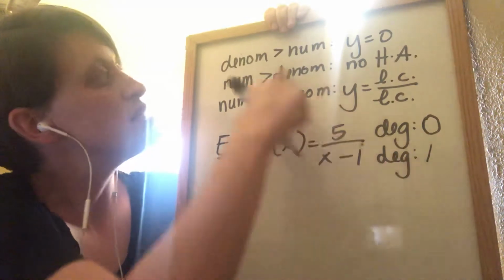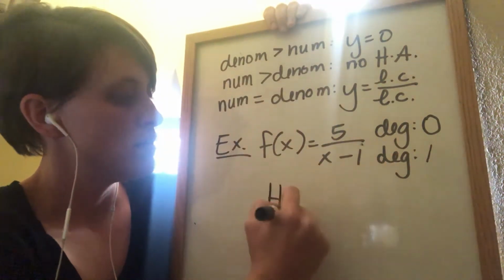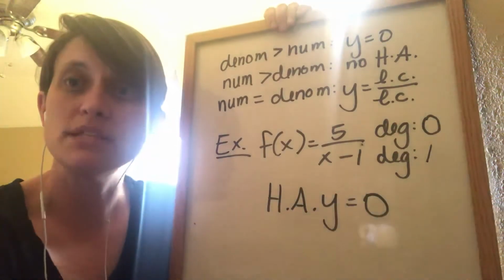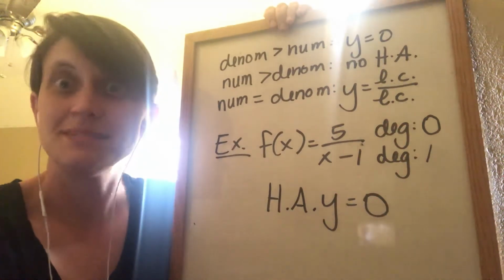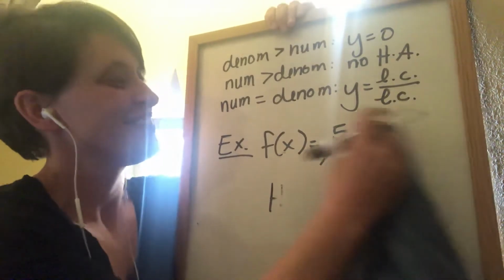Now let's figure out which category this fits into. The degree of the denominator is greater than the degree of the numerator. What that means is that the horizontal asymptote is the line y equals 0, or the x-axis. Done. That's it. Okay, so we have the answer. Let's look at some more.